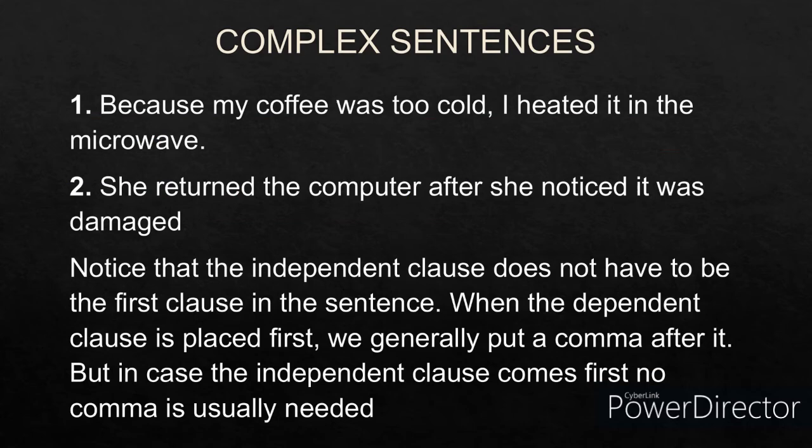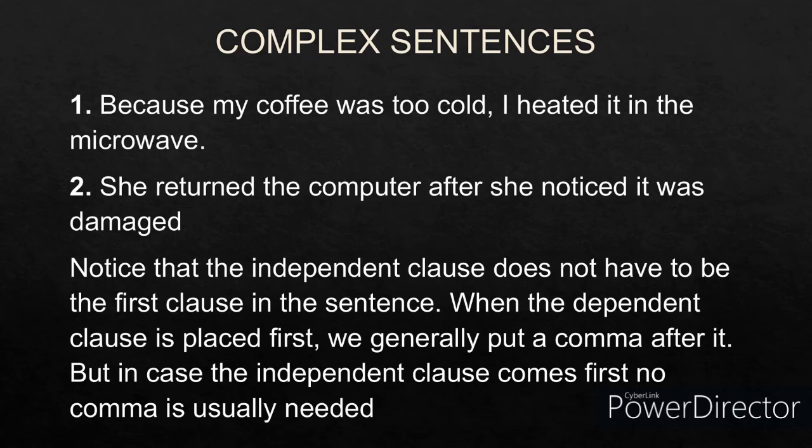Let us have a look at the examples. Because my coffee was too cold, I heated it in the microwave. I heated it in the microwave is an independent clause. Because my coffee was too cold is a dependent clause. And because is the subordinating conjunction. Second one, she returned the computer after she noticed it was damaged. She returned the computer is an independent clause. After she noticed it was damaged is a dependent clause. After is a subordinating conjunction.